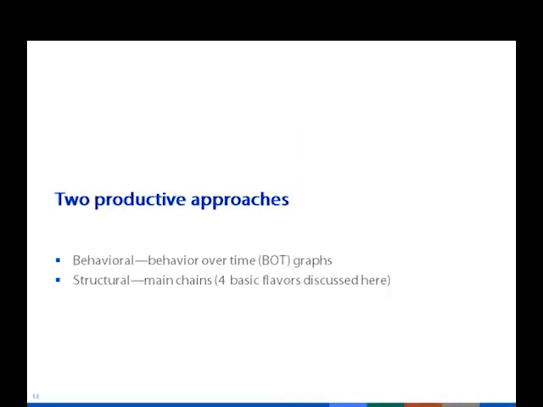There are very few guarantees in life, but the sets of conversation starters that I'll outline here can be productive. You've got a glimpse of these before. The first set of conversation starters is behavioral in focus, behavior over time, or BOT graphs. The second set of conversation starters is structural in focus. Main chains are configurations that dynamically distribute or allocate stuff among a set of stocks. We'll be considering 4 basic types today. Let's take a look.